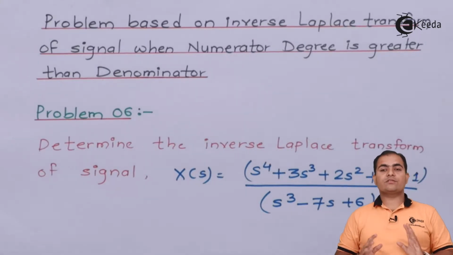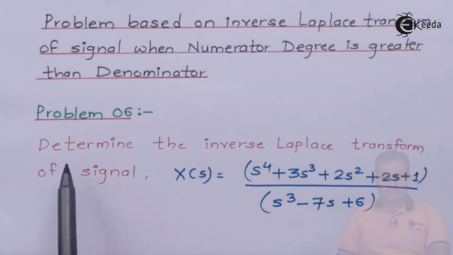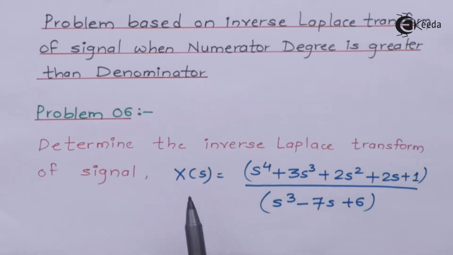Now we'll move on to the last question, that is question number 6. Determine the inverse Laplace transform of the signal where X of s is s to the power 4 plus 3s cube plus 2s square plus 2s plus 1, and the denominator is s cube minus 7s plus 6. Here the s square term is missing. Be careful. While dividing, students usually make mistakes. They always write an s square term, but just go through the question first so that you get the idea which term is missing and which term is there.